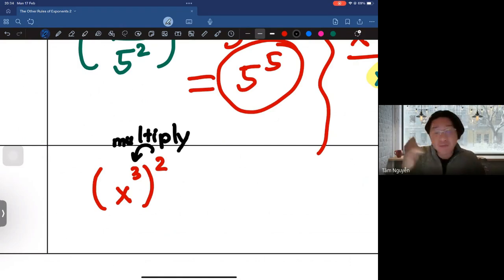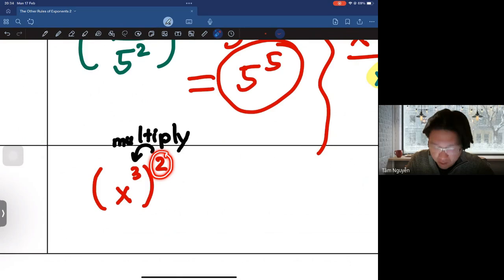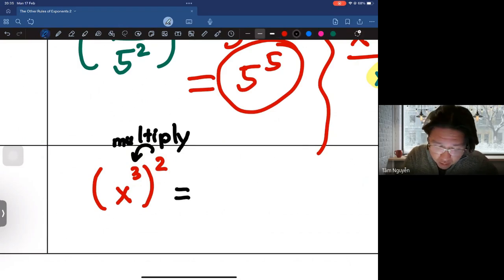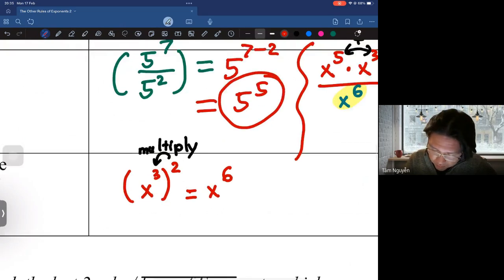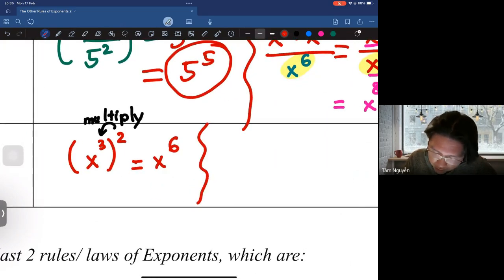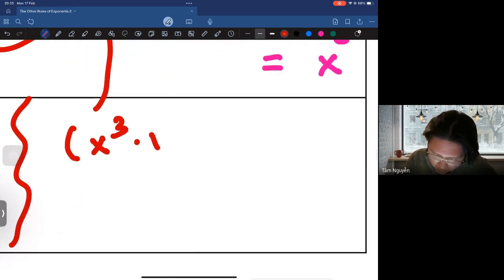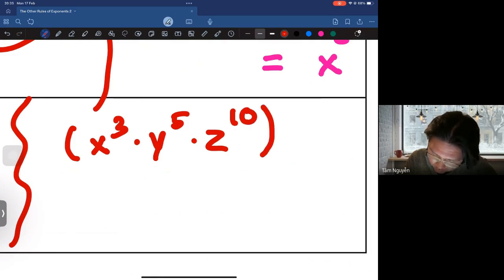Take the exponent outside of the parentheses and multiply it to every single exponent you have between the parentheses. In this case, we only have one exponent between the parentheses, so our answer is going to be x to the power of 6. However, let's say we have something like this.